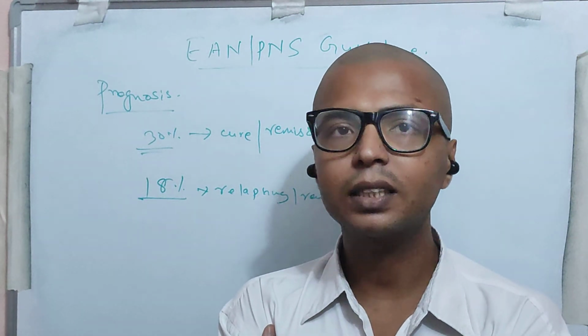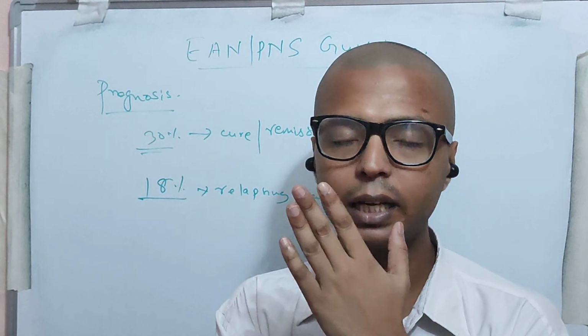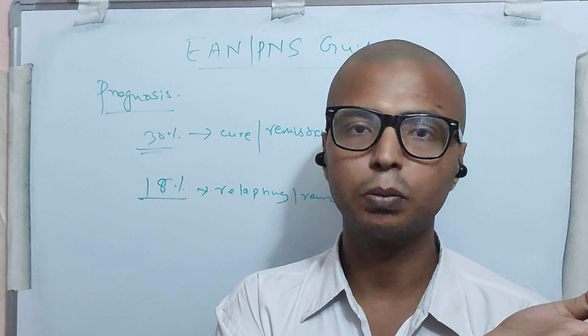And for variant CIDP, don't use those typical treatments like IVIG, plasma exchange, pulse steroid. You directly go for Rituximab.